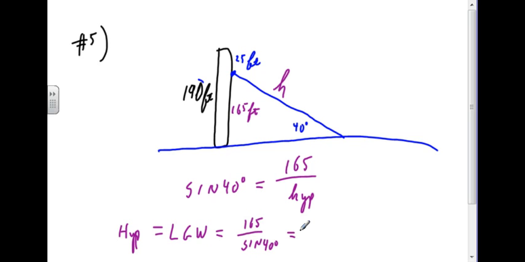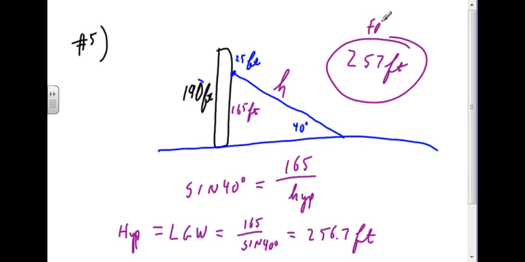Alright, so 165 divided by sine 40. 256.7. 256.7 feet, and of course with significant digits we would round that off to 3, 257 feet, and call that our final answer.